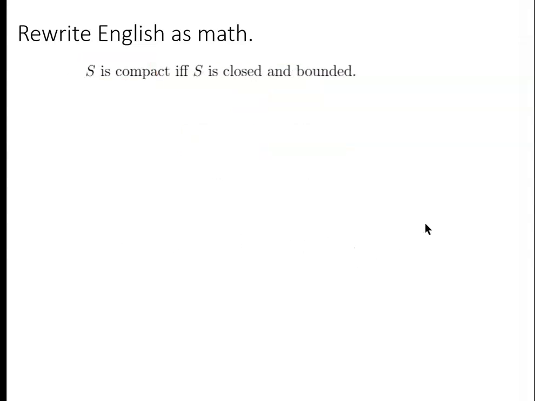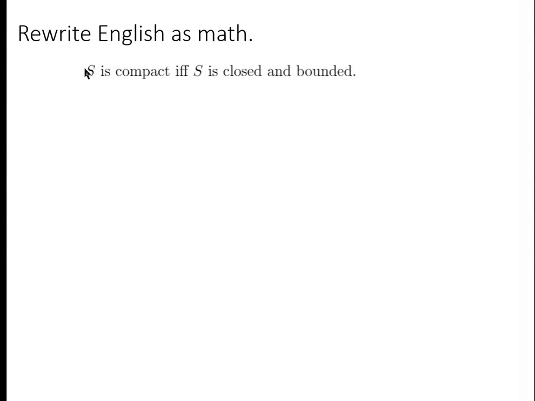Okay, let's try another one. S is compact if and only if S is closed and bounded. IFF is how mathematicians spell if and only if. I didn't misspell it, that really is IFF. S is compact. What is compact? I don't know. I didn't ask you to prove it was true or false. I just wanted you to rewrite it as mathematics.